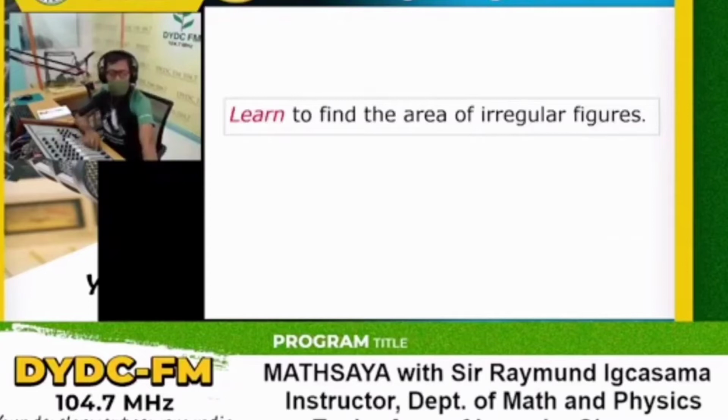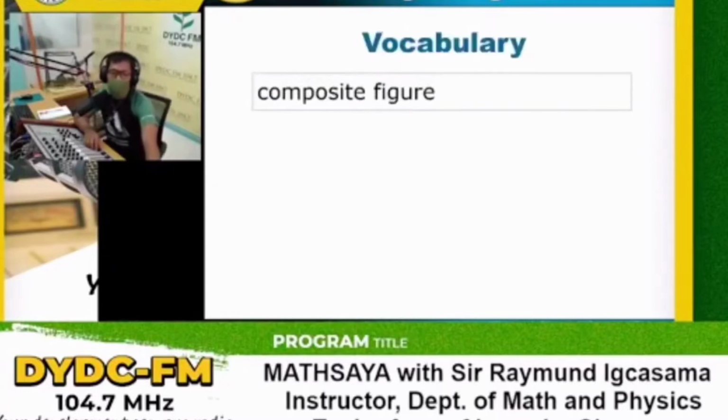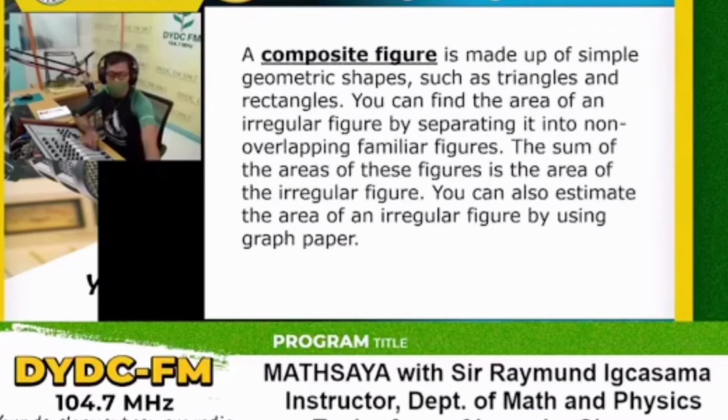Alright, so once again, our objective for this afternoon is, of course, to learn to find the area of irregular figures. First, we have to discuss some of the terms or vocabulary. So we have here composite figure. What is meant by composite figure? A composite figure is made up of simple geometric shapes such as triangles and rectangles.